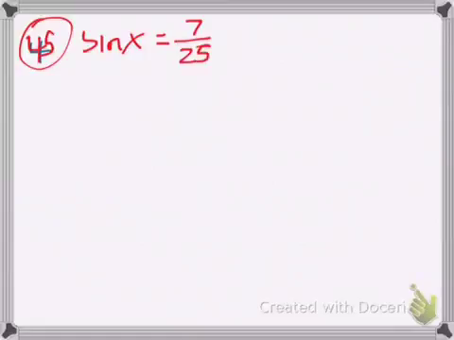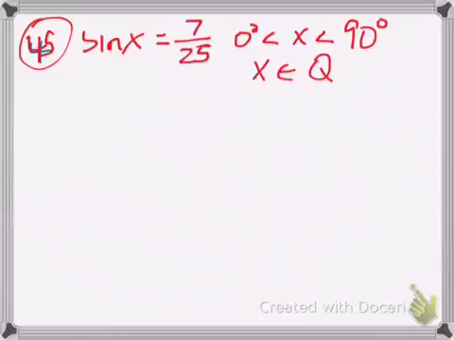Read it. Sine x equals 7 over 25. And then 0 degrees is less than x, and then less than 90. What is that telling us? It's in the first quadrant. X is in the first quadrant. That's exactly right. And that's going to kind of help me know some things about whatever I'm about to try to find.